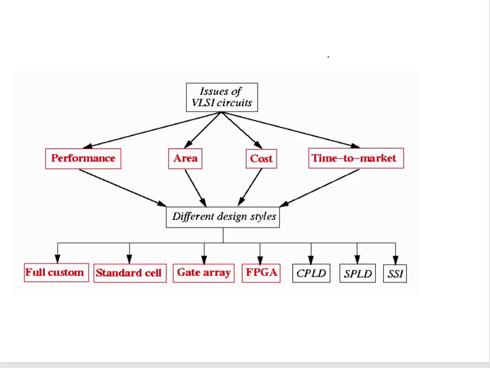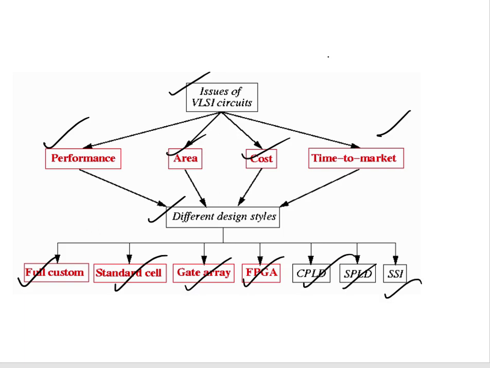And another thing is, what are the issues of a VLSI circuit? Performance, area, cost and time to market. These are the main four parameters we can say here. Based on these, we design our IC or our circuit. It can be full custom, standard cell, gate array, FPGA, CPLD, SPLD, SSI, okay.